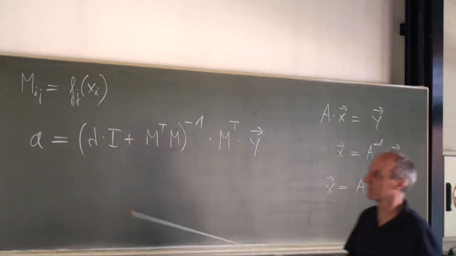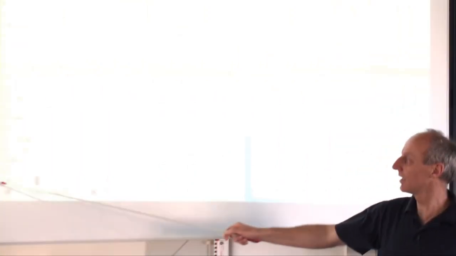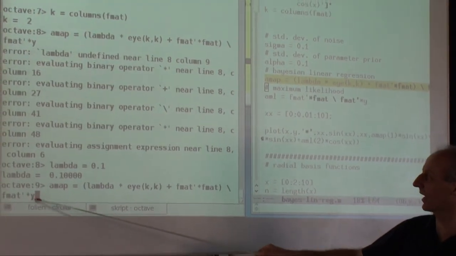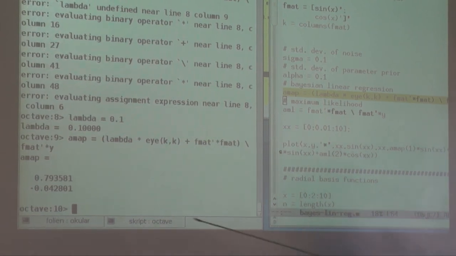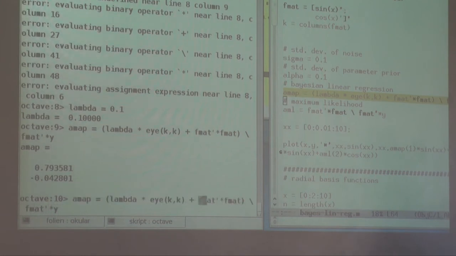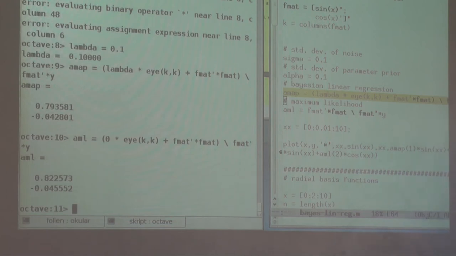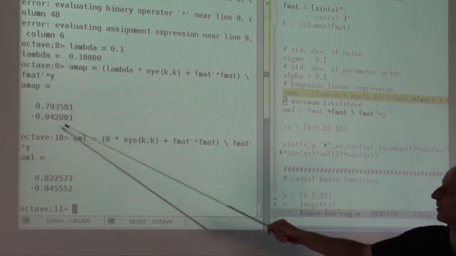And that's what you see here. Backslash. F matrix transpose times Y. And here we have our two parameters. And now we can do the whole thing with lambda equal to 0, and we call it then AML, because this is what we get from maximum likelihood. And you see the parameters are a little bit different.